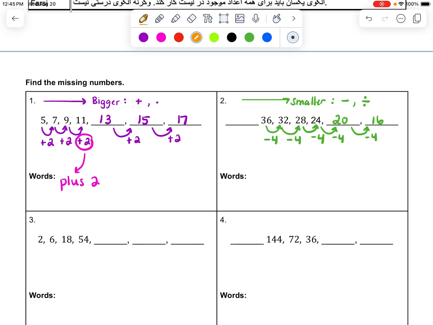Now, in order to go the opposite way, I need to add 4, which is 40. The words will be minus 4.